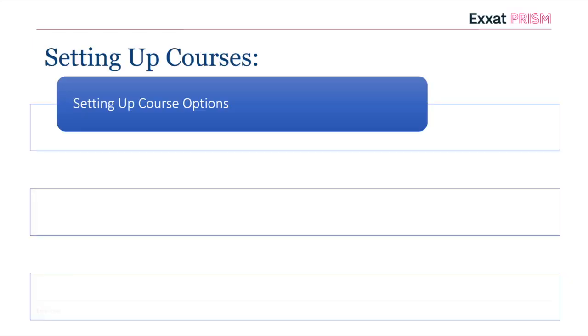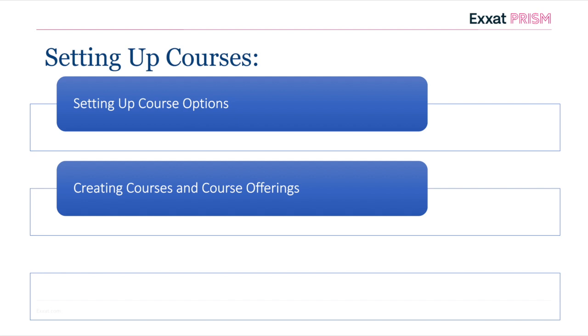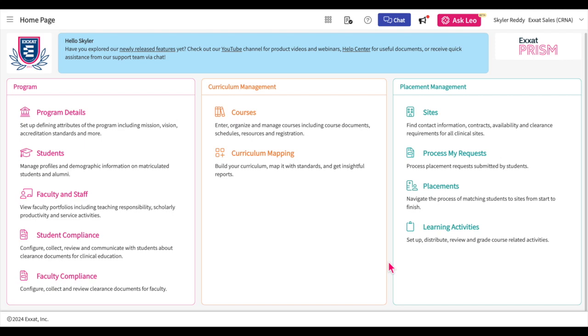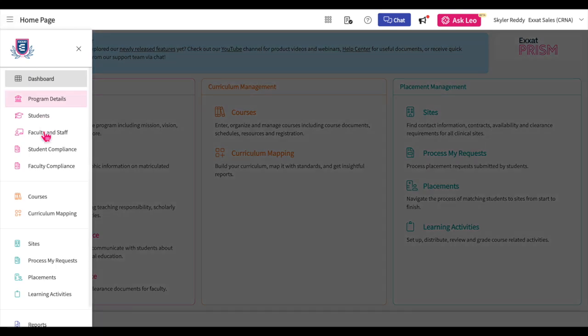You will need to set up course options, create courses and course offerings, and configure course offerings for students to complete their course activities. First, we will cover how to configure course setup options to prepare you for adding courses to the system. Navigate to the Courses section from your dashboard or upper left-hand menu.